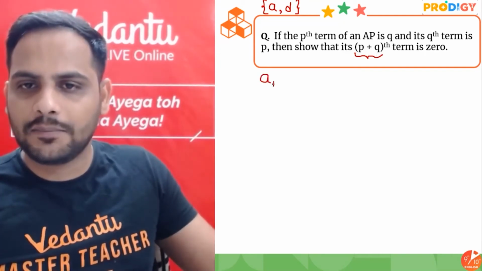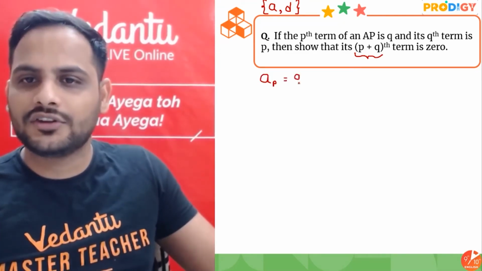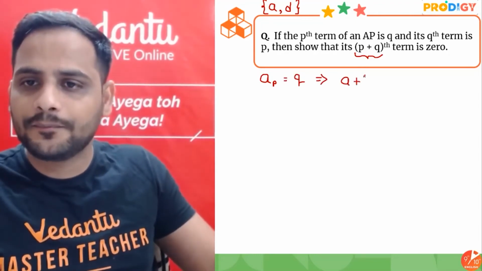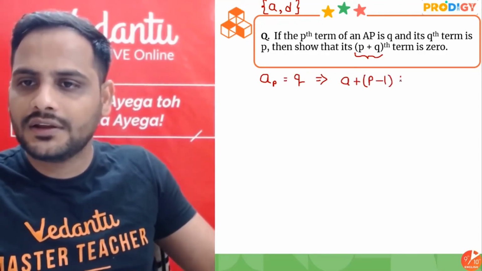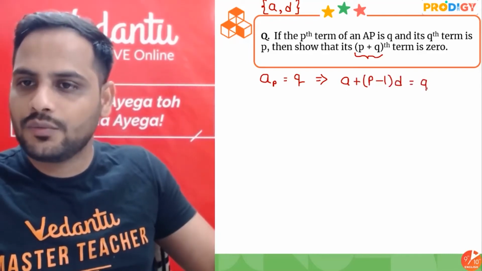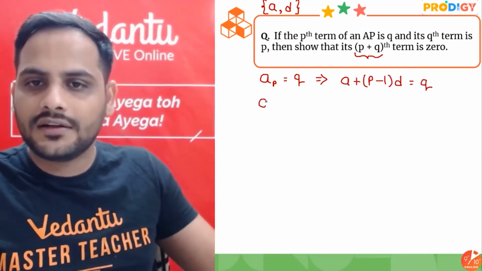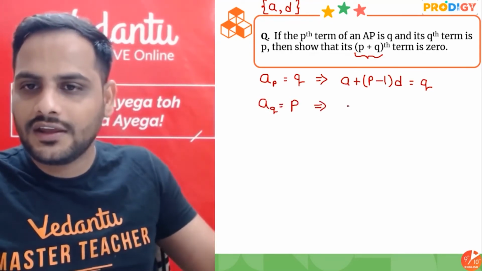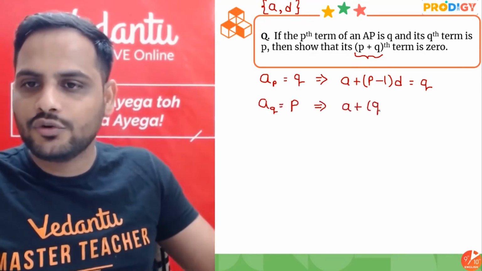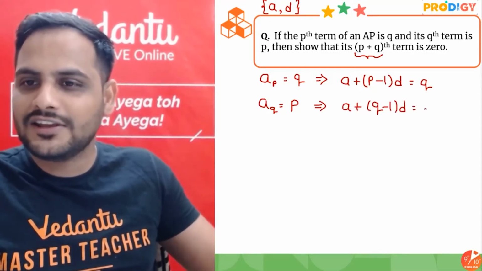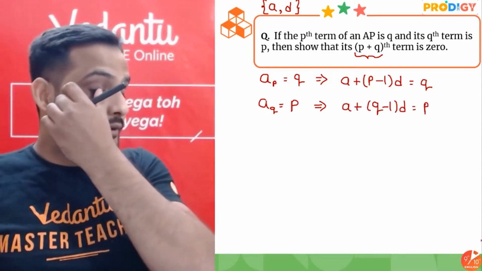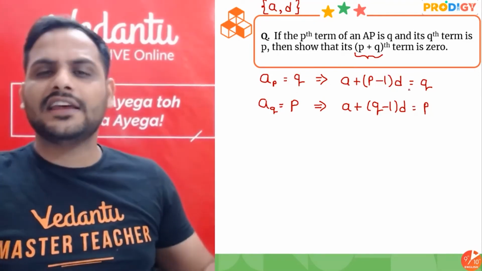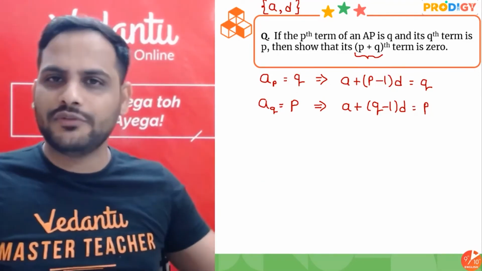They have told us the pth term of an AP is Q. I can write, using the general term formula, A plus (P minus 1) into D is equal to Q. Second, the qth term is equal to P. So I can say A plus (Q minus 1) into D is equal to P. You can clearly see, if I treat P and Q as constants and A and D as my variables, this is a linear equation in two variables.